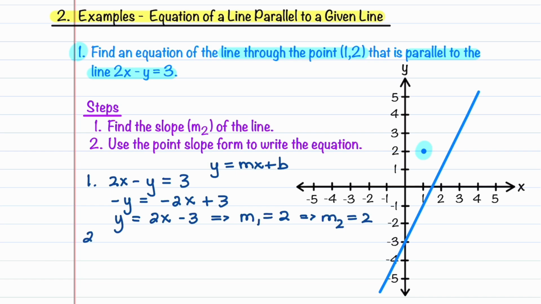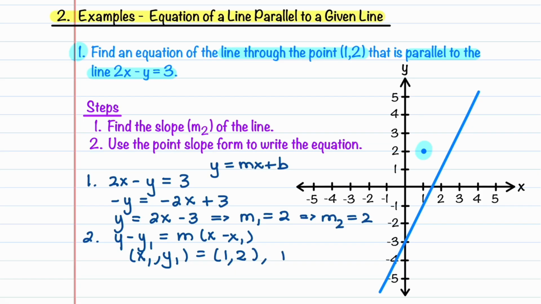Now what we need to do is find the equation of this new line. So we're going to start with the point slope form of the equation because we know the slope and we know that it passes through the point 1, 2. The point slope form of an equation looks like this. It's y minus y1 is equal to m times x minus x1. Our x1 comma y1 is our point that we're given, which is 1, 2, and we just found our slope, which is our m2, is equal to 2.